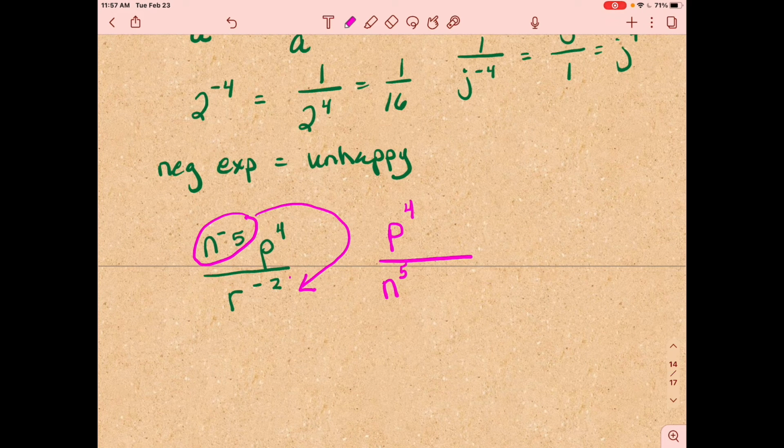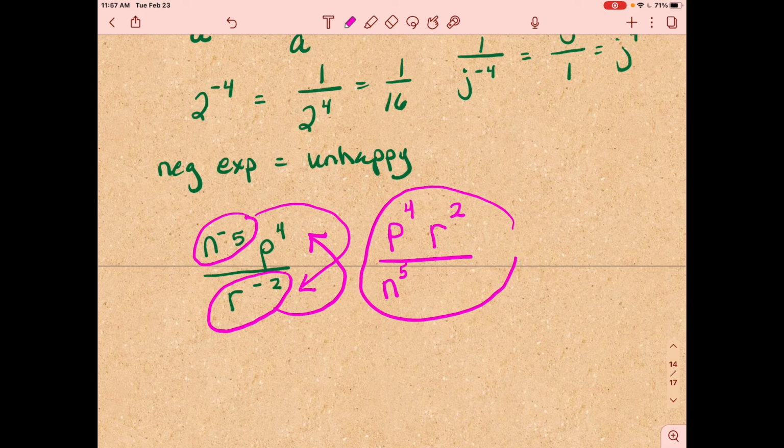All right, now jump down and look at r to the negative 2. It is unhappy living in the basement, hates it down there. And so it wants to go live upstairs. As soon as we put r to the negative 2 upstairs, the negative goes away. It's happy and content, and there is no longer a negative sign, and we're done.